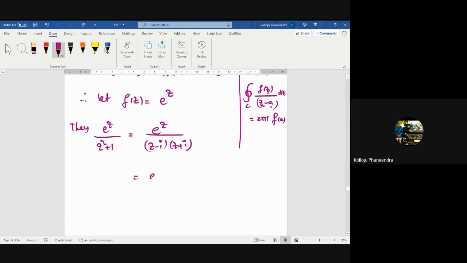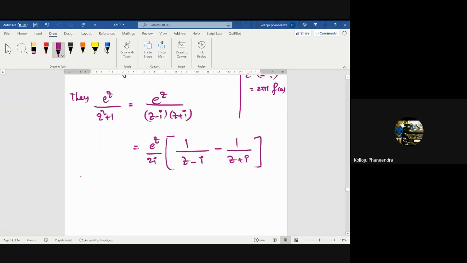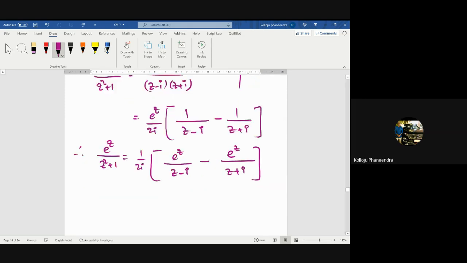Writing 1 by z square plus 1 in partial fractions, since the factors are linear, we get 1 by 2i times 1 by z minus i minus 1 by z plus i. So e power z by z square plus 1 is 1 by 2i times e power z by z minus a, where a is i in the first term.